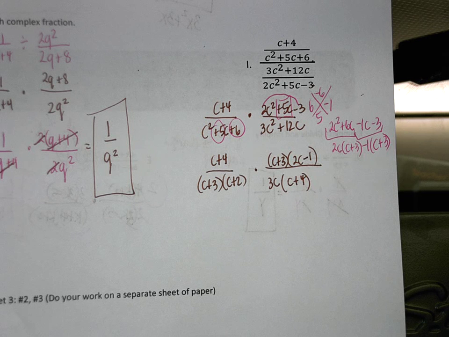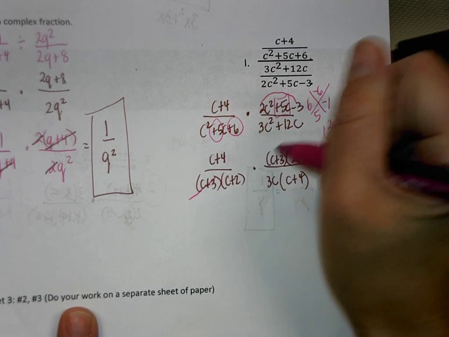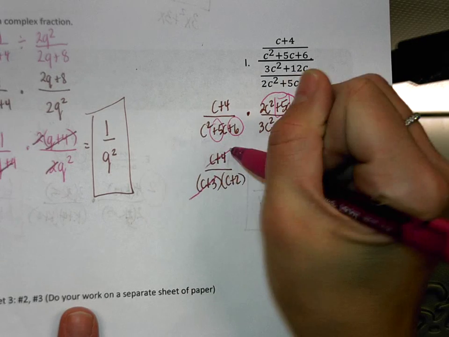So it's almost like you have kind of like 4 mini problems within one problem, right? And some of them you have to factor, some of them you don't, some of them you have GCF. Okay, and then now that you're at this point, now we just reduce anything that we can. C plus 3s can cancel. C plus 4s.